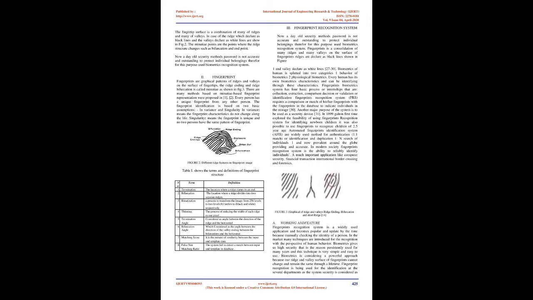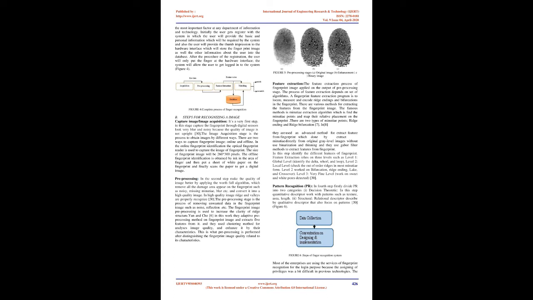3. Fingerprint Recognition System. Nowadays, old security methods such as passwords are not accurate enough to protect individual belongings, therefore for this purpose the Biometrics Recognition System is used. A fingerprint is a combination of many ridges and many valleys on the surface of the finger. Ridges are declared as black lines, shown in figure 1, and valleys are declared as white lines.